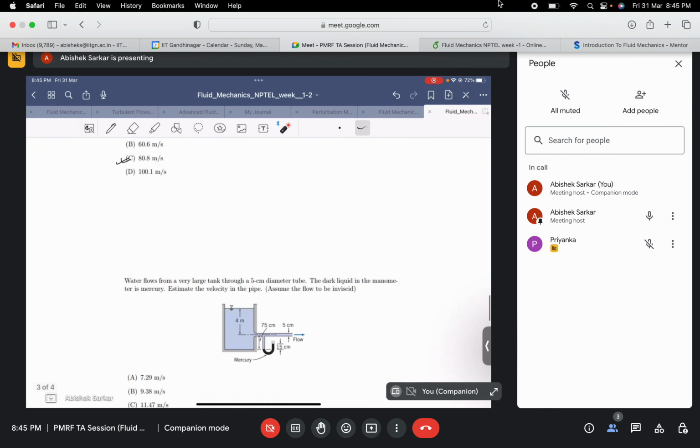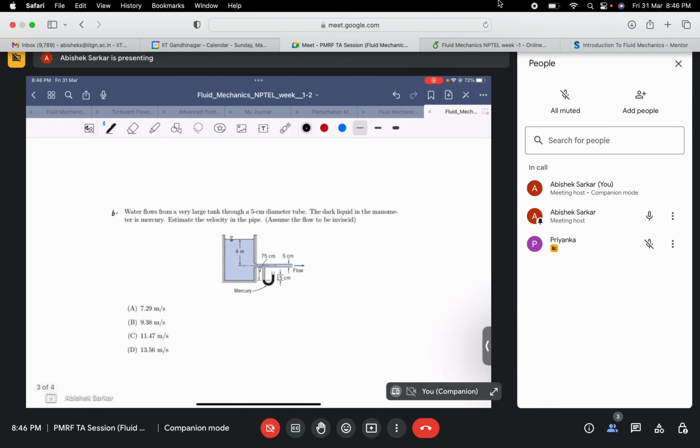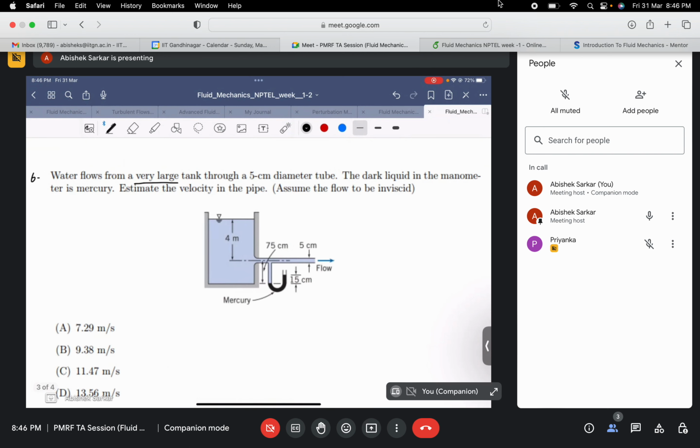Okay, so now we look at question number 6. Water flows from a very large tank. It's very important, a very large tank, through a 5 centimeter diameter tube. The dark liquid in the manometer is mercury. Estimate the velocity in the pipe. So we need to estimate the velocity of the fluid in the pipe.